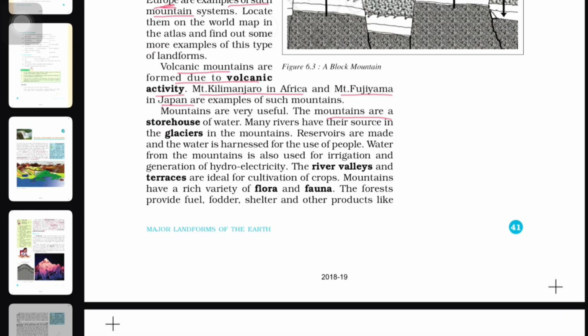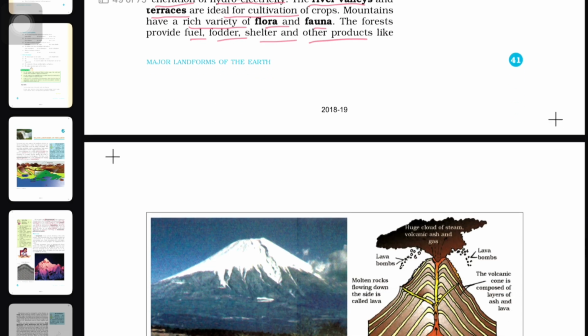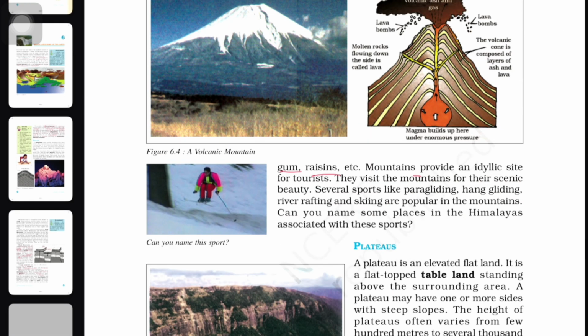There are certain features of mountains, like mountains are a storehouse of water. Many rivers have their source in glaciers in the mountains. Reservoirs are made and the water is harnessed for the use of people. Water from the mountain is also used for irrigation and generation of hydroelectricity. The river valley and the terrace are ideal for cultivation of the crop. Mountains have rich variety of flora and fauna. The forest provide fuel, fodder, shelter, and other products like gum, resins, etc.